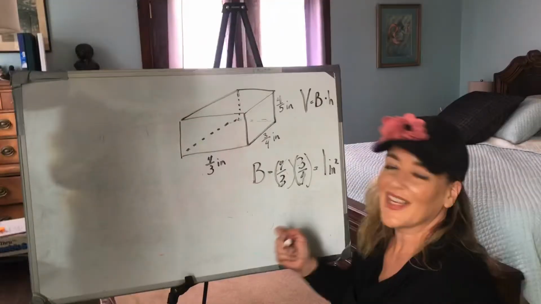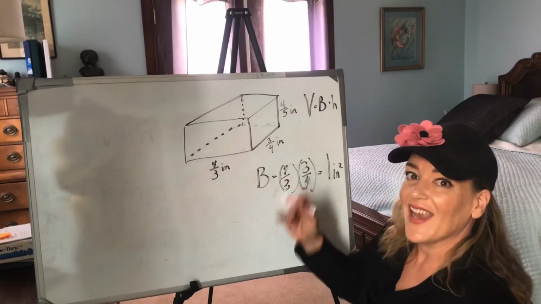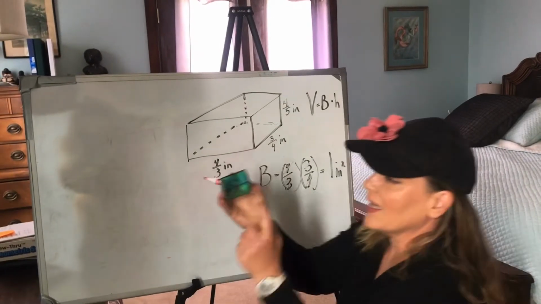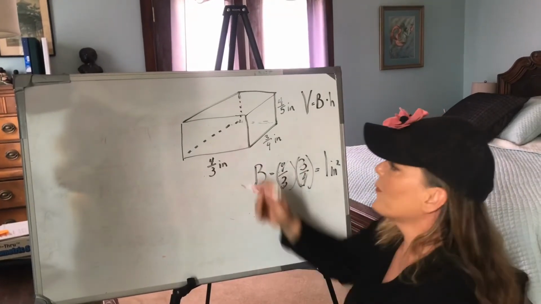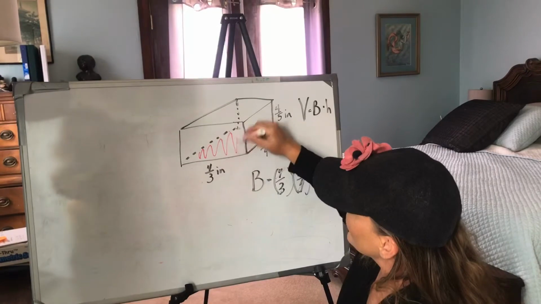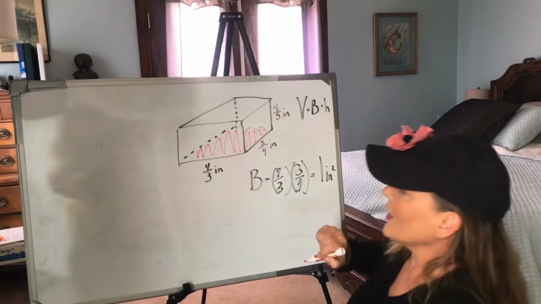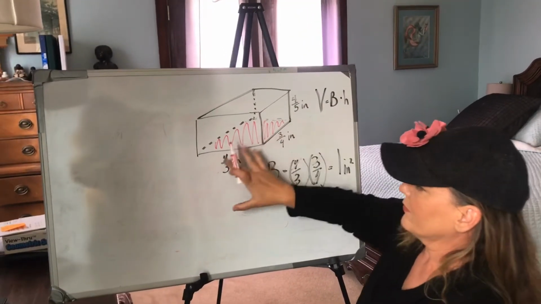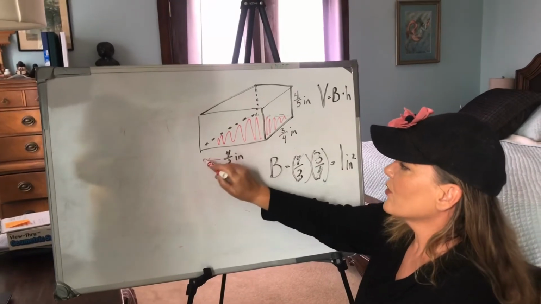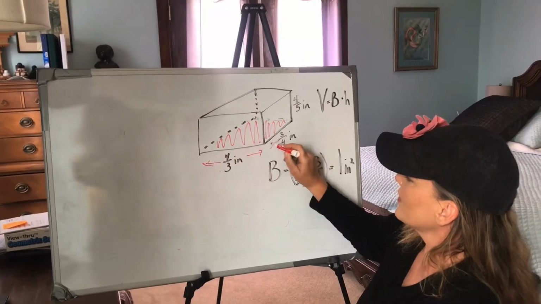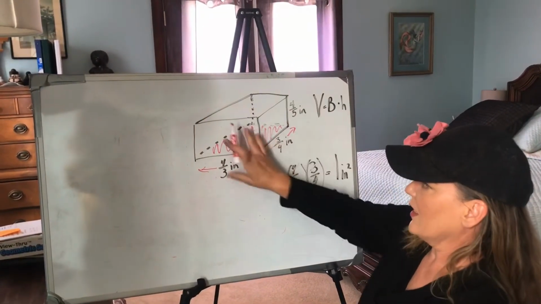So for the first one, I'm taking the area of the base, meaning this big flat part that's on the bottom. So I'm taking this rectangle right here that's on the bottom. And the length is 4/3, and the width this way is 3/4.